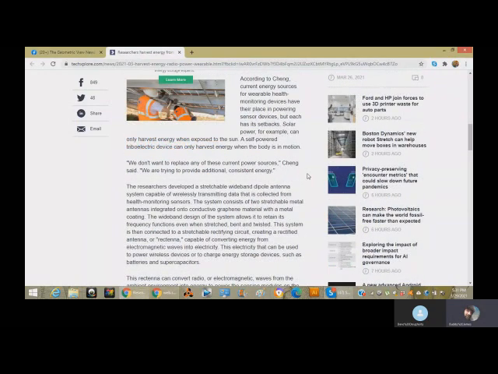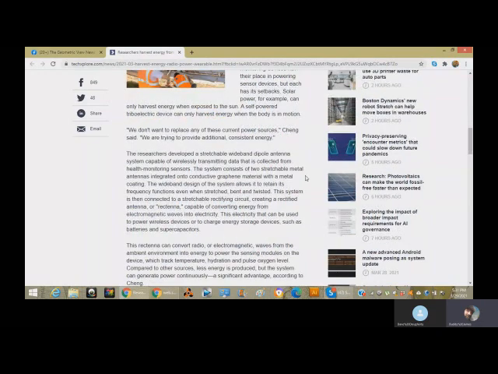A self-powered triboelectric device can only harvest energy when the body is in motion. We don't want to replace any of these current power sources, Sheng said. We are trying to provide additional consistent energy.